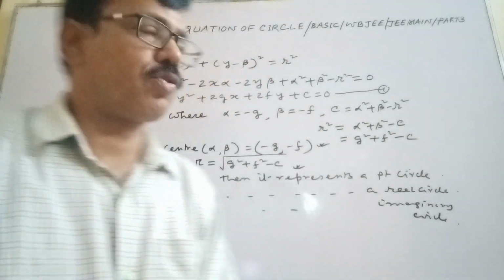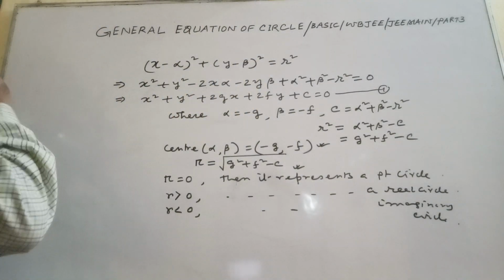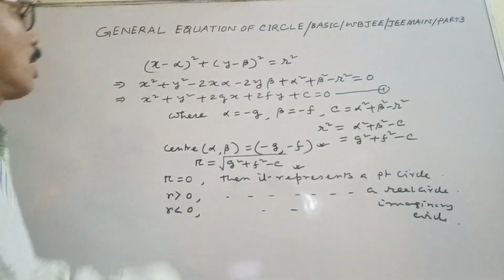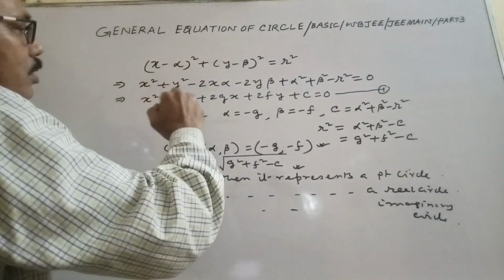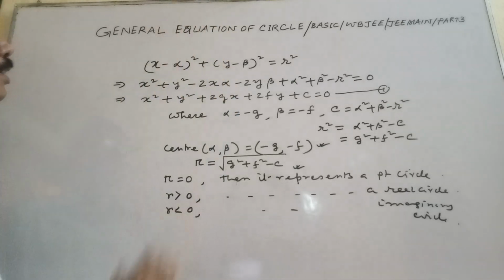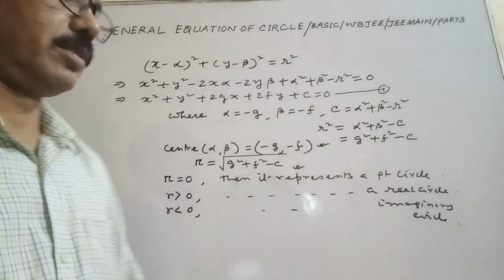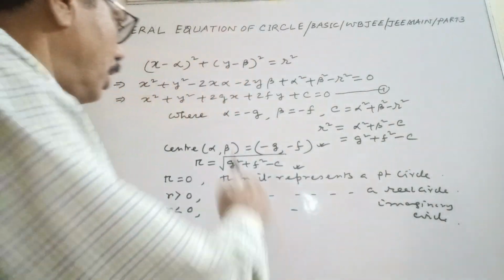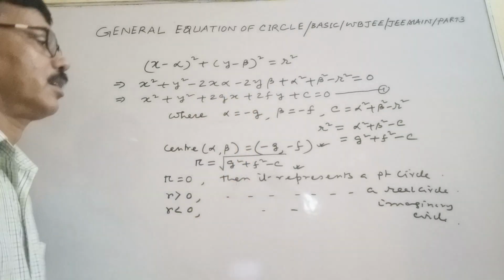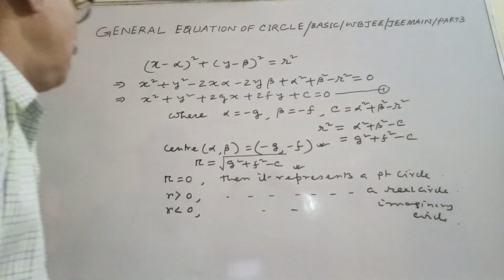In the previous class, to find the center, I had to express the equation in this form. Then we were finding the center and radius. But if we use the general theory, it will take minimum time.